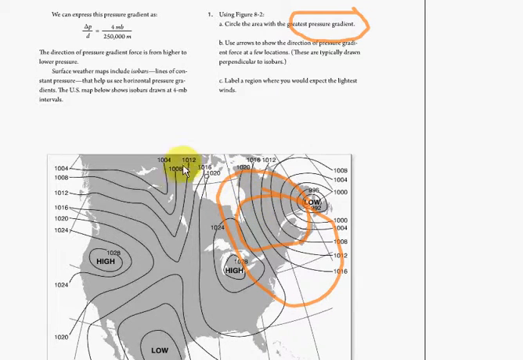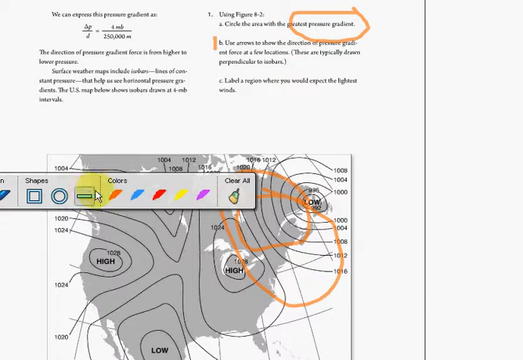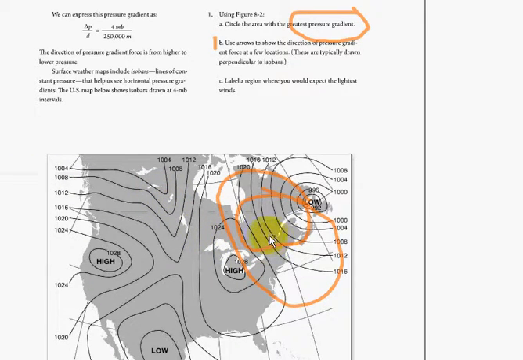Use arrows to show the direction of pressure gradient force at a few locations. We walked through that quite a bit in the lab discussion. The pressure gradient force vector should be a vector at any given location that points perpendicular to the isobars towards areas of low pressure, away from areas of high pressure, but perpendicular to the isobars at that location. So they should have something like this on there.